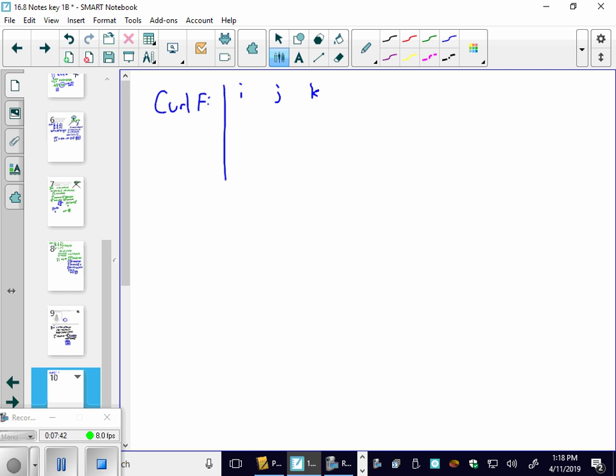I, j, k, d dx, d dy, d dz. And looking back at the first page, it was 3y, 4z, and negative 6x. Okay, all right, so let's go ahead and find our curl here. So eliminating the I row and column, I'm going to take the derivative of negative 6x with respect to y, which is 0, minus the derivative of 4z with respect to z, so that's minus 4.